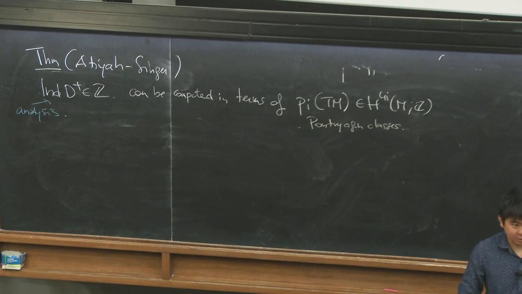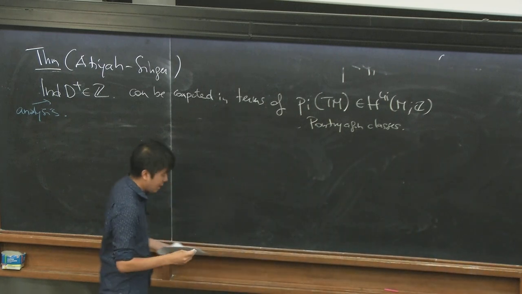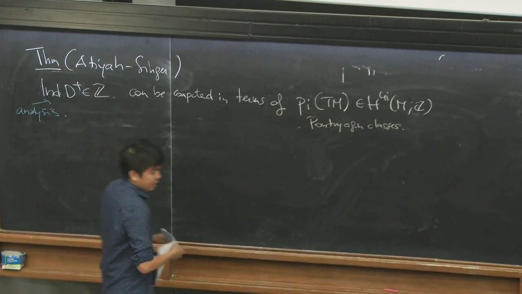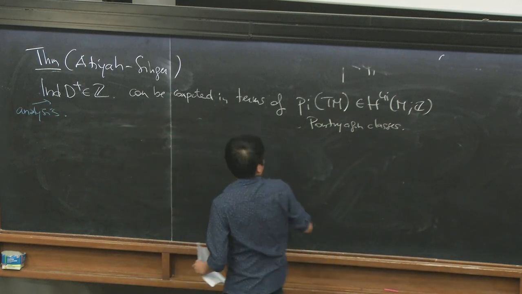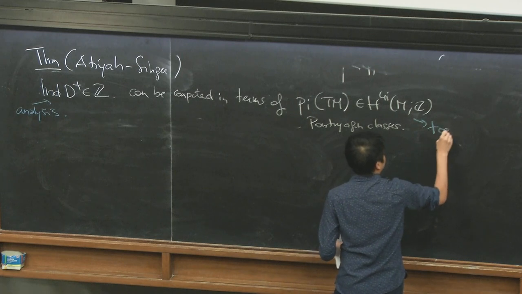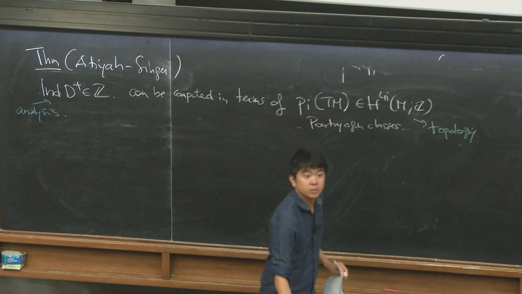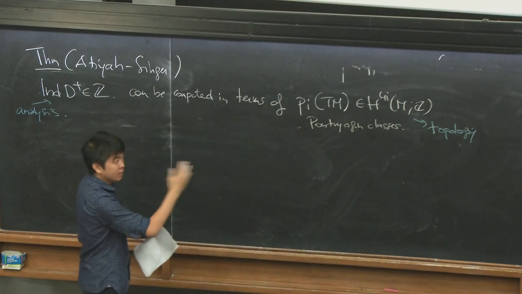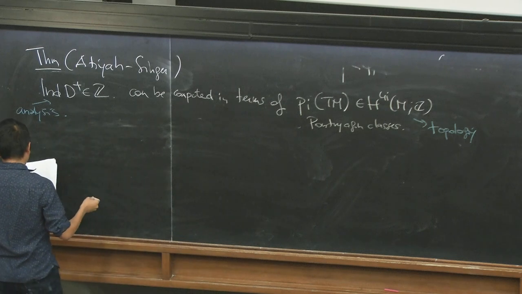In the case of a spin C structure, it depends on which spin C structure you pick. This theorem is very cool because it relates analysis on one side, and here you have topology. Pontryagin classes are topological invariants of your manifold. So this is the first step, going from topology to analysis. Let me just tell you a little bit of formulas.